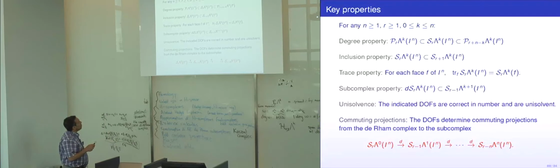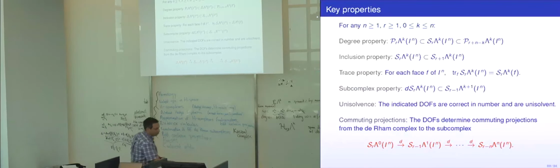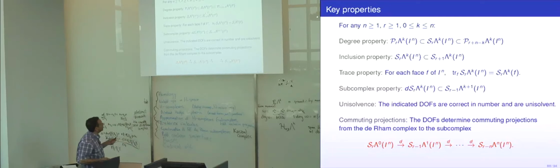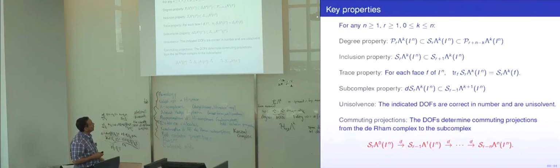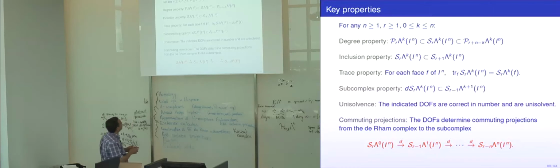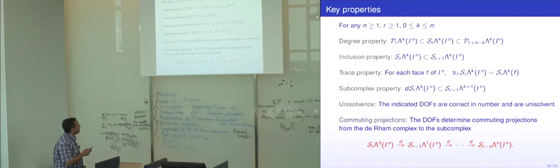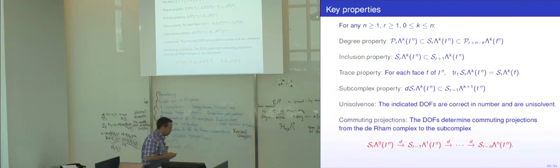Then there's an inclusion property, which you would think would be the most trivial thing, that S_r Λ^k is contained in S_{r+1} Λ^k. But it doesn't follow immediately from this definition. But it's true. So it has to be proven that S_r Λ^k is contained in S_{r+1} Λ^k. Now this one is obvious. It was sort of by construction. And this really guided the construction a lot.